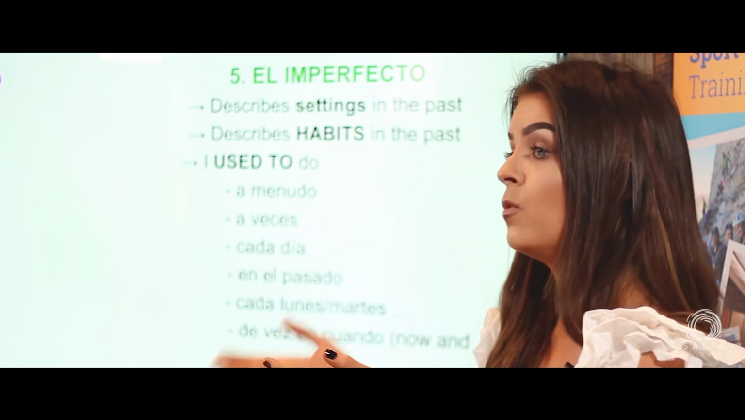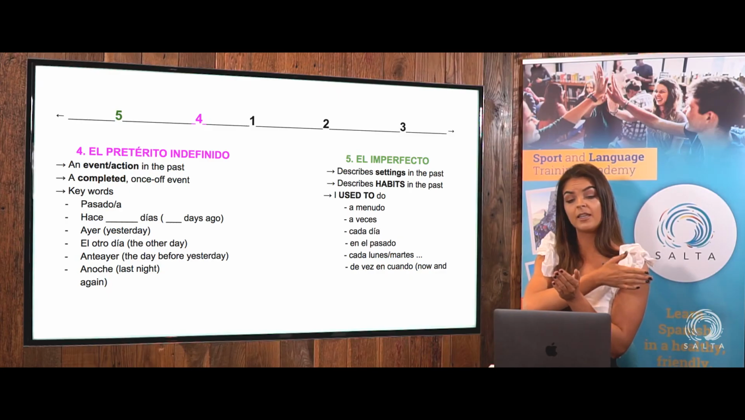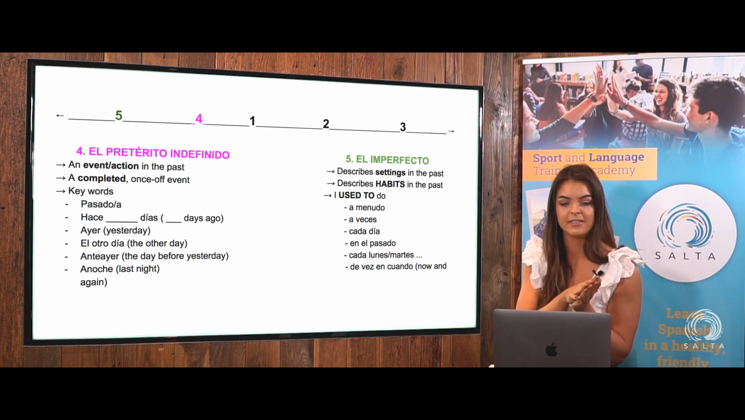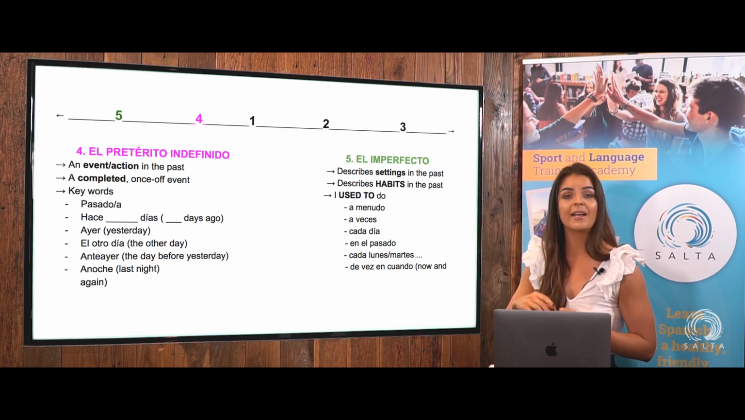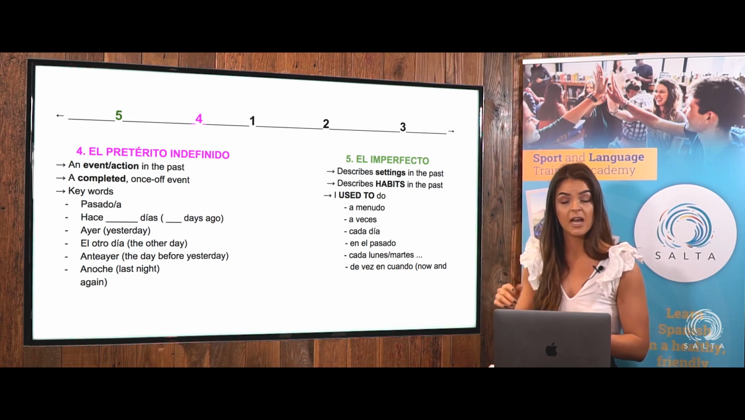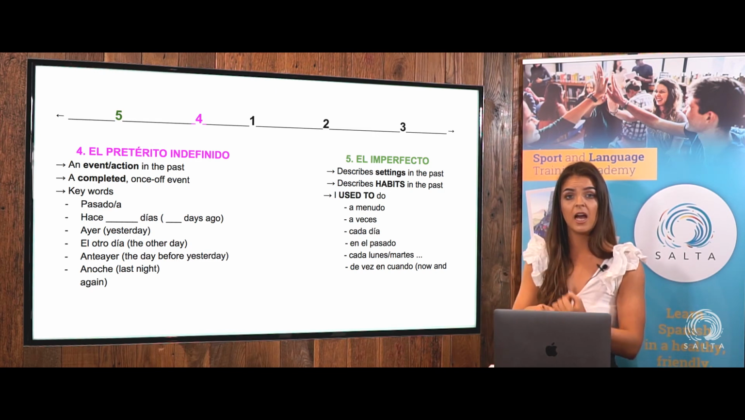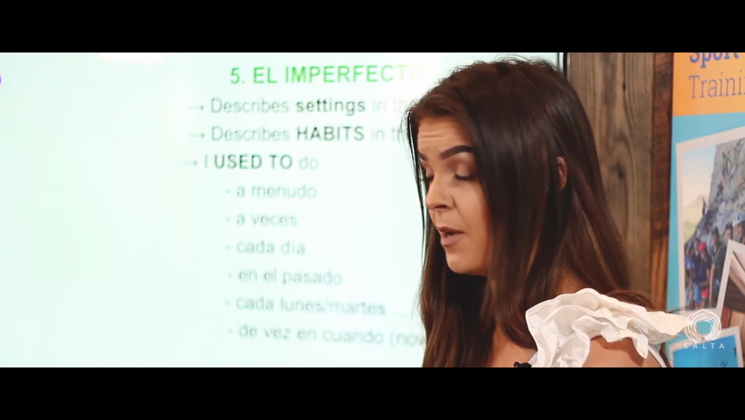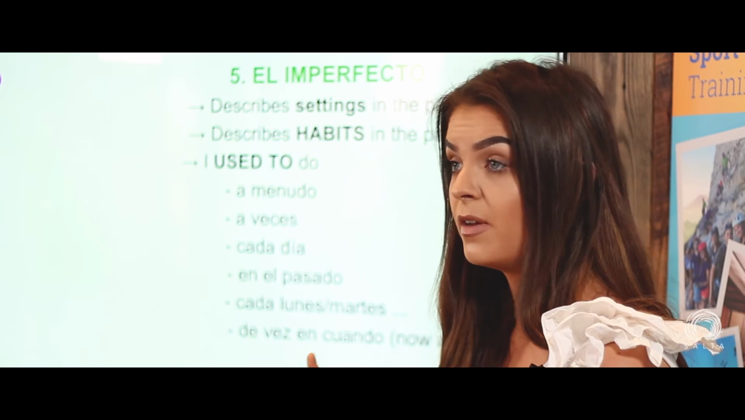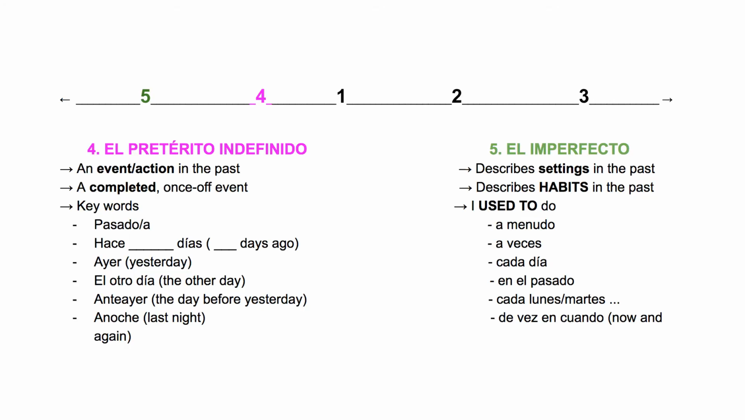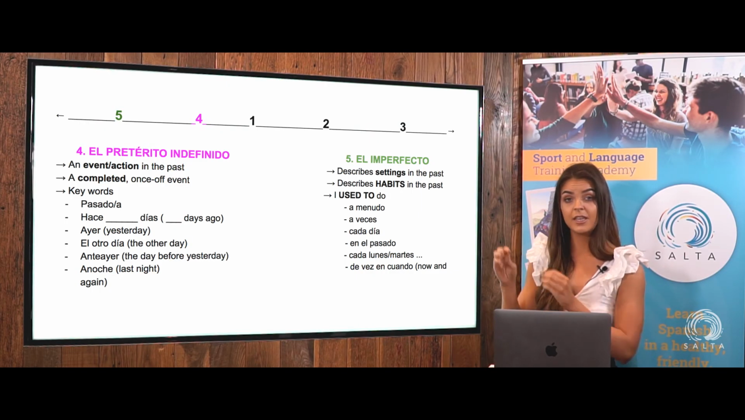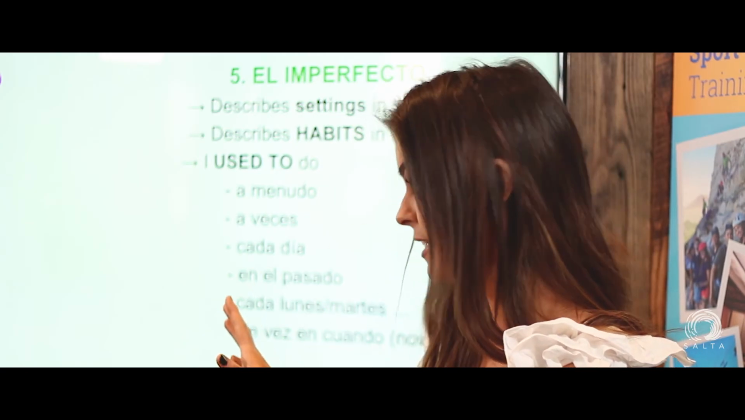So number 4 is 1 step back in the past. That's going to be our pretérito indefinido, the indefinite or the normal past tense. So this is used to talk about events, actions in the past, a completed, once-off event. I went to the shop yesterday. That has nothing to do with what you're doing today. It wasn't a habit, it was a once-off event. Your keywords, we have pasado, hace, ayer, el otro día, anteayer, anoche. So that is when to use the past tense in a nutshell.